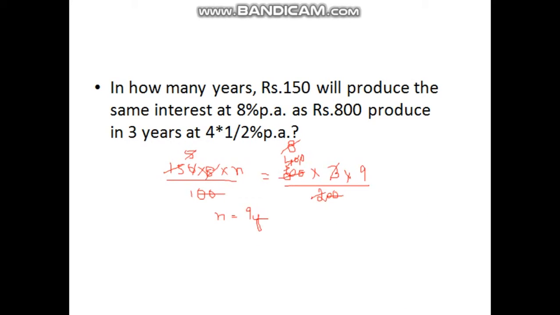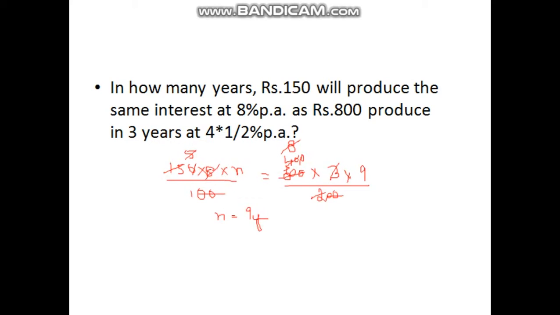See, next kind of problem, this you try by yourself. Okay, this is a random pick. In how many years will rupees 150 produce the same interest at 8% per annum as rupees 800 produce in 3 years at 1 by 2 percent per annum?